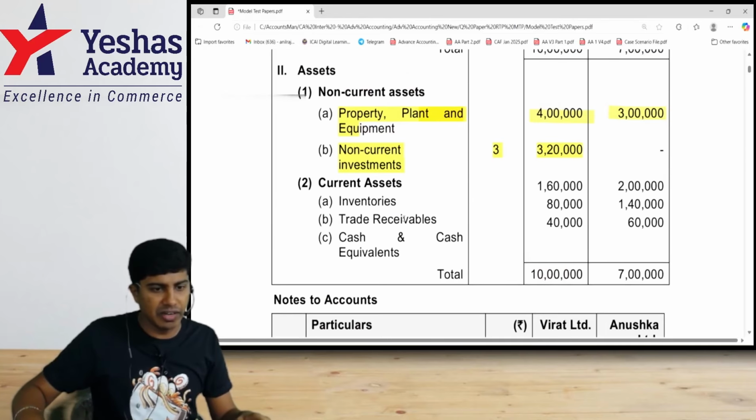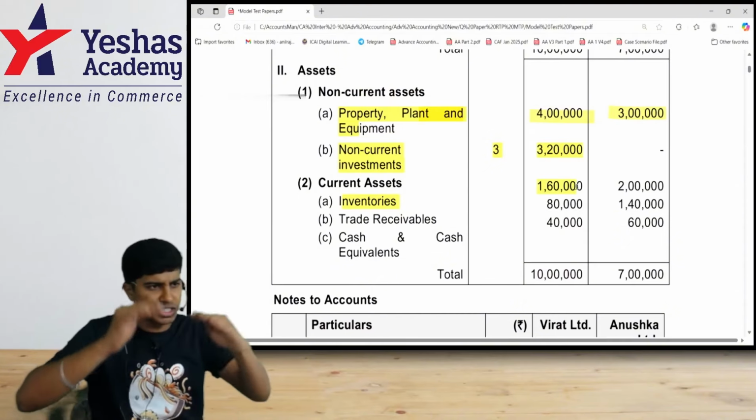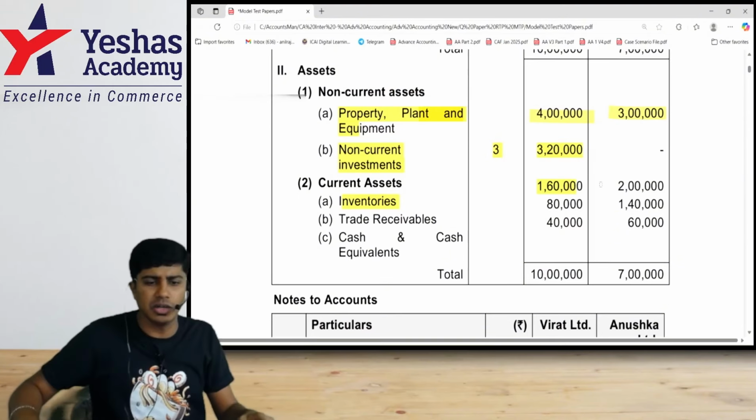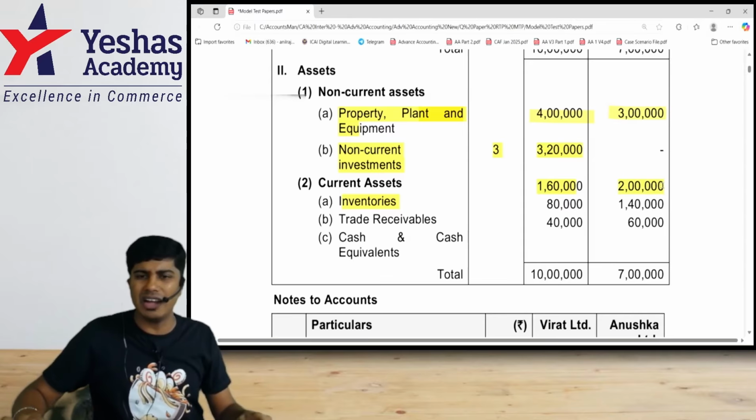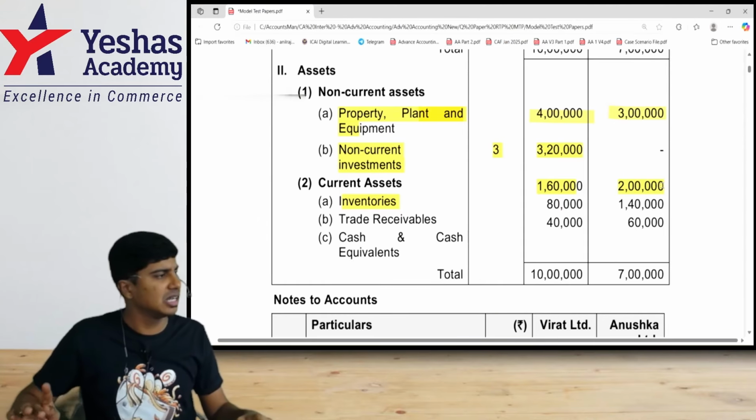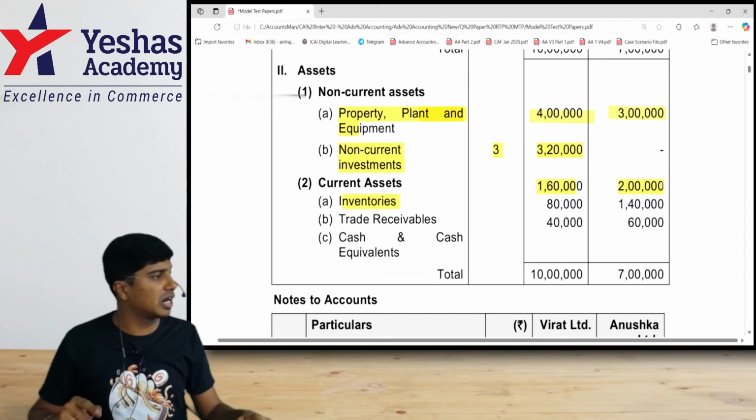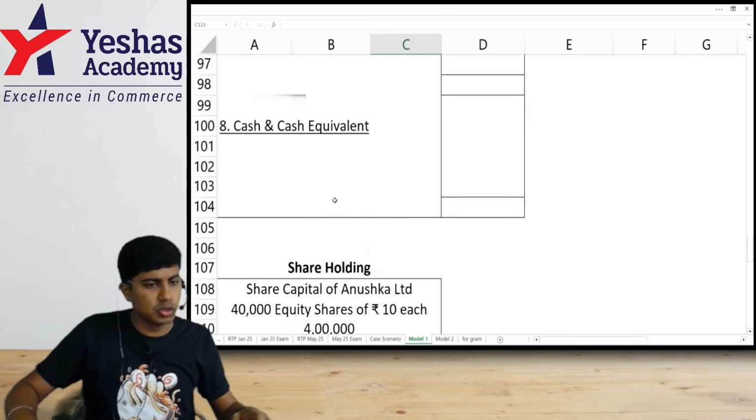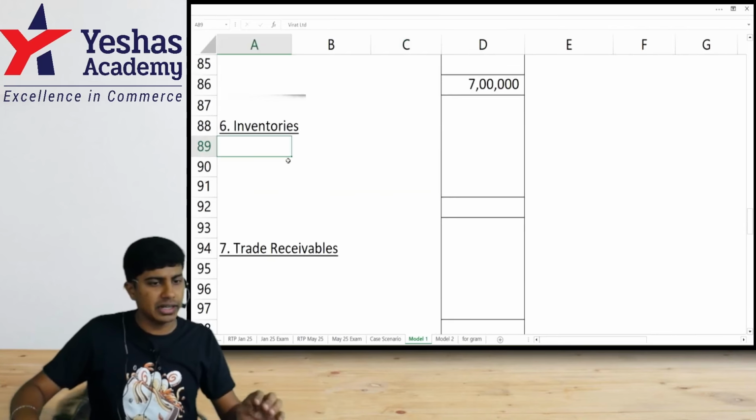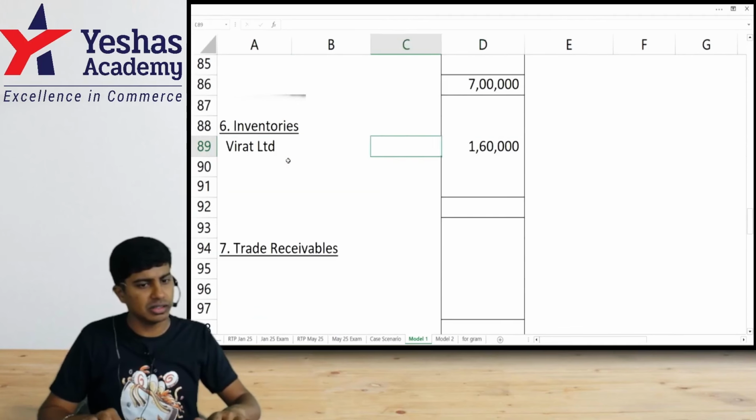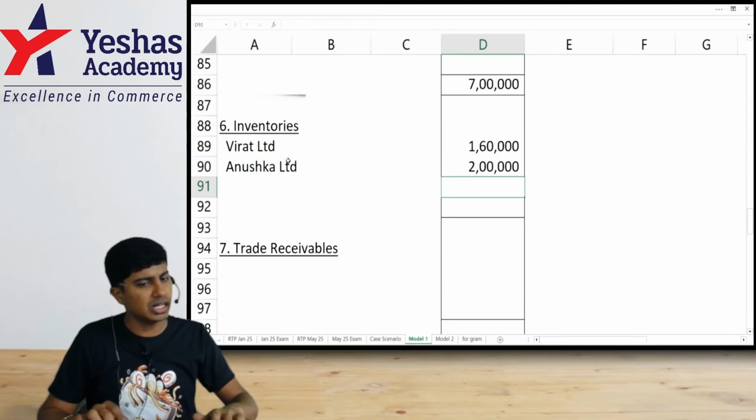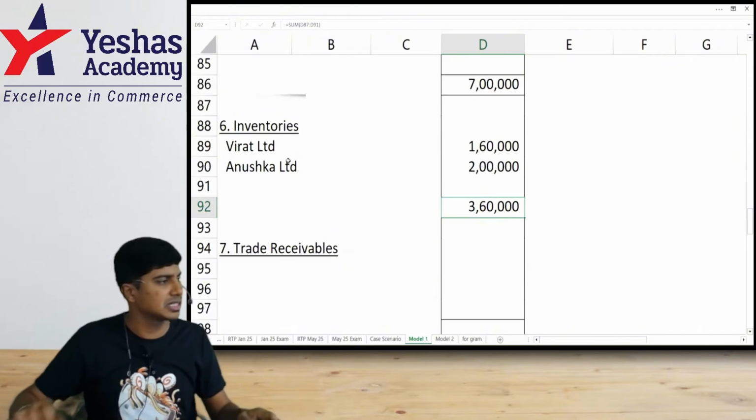Then come back here, inventory. Virat's inventory 1 lakh 60. There is small change in the alignment. Adjust the line a little. Anushka's inventory 2 lakh. Put them together 3 lakh 60. There is no adjustment with regard to unrealized profit here. So come to notes to accounts. Right here inventory of Virat 1 lakh 60, Anushka 2 lakh, together 3 lakh 60.